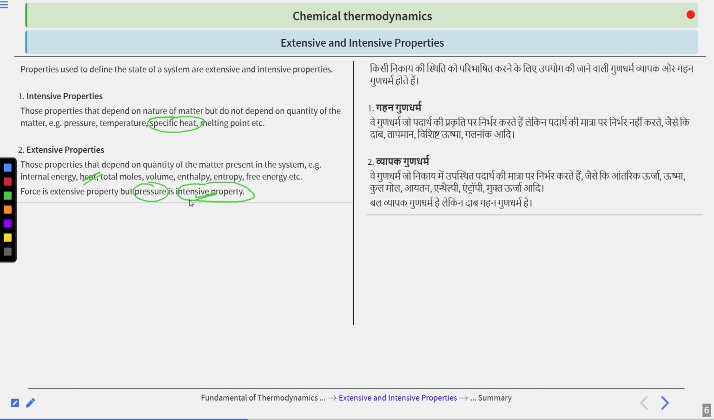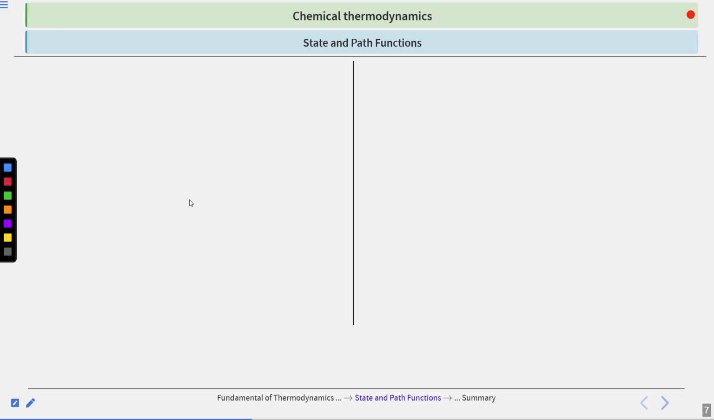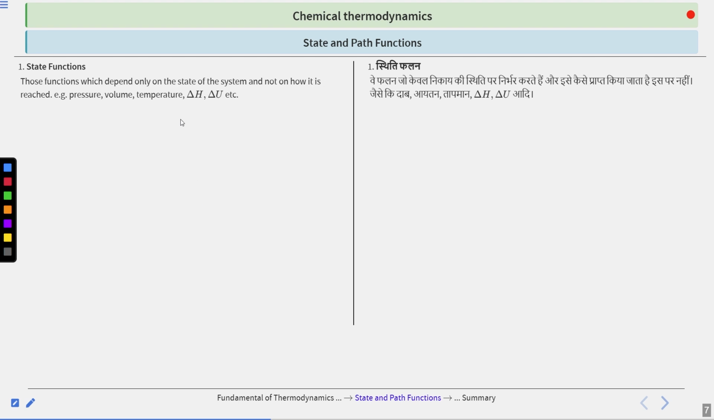Now moving on further. Next are state function and path function. So first is state function. State functions are those whose values depend upon the initial and final state only. It does not depend on how that state is reached.